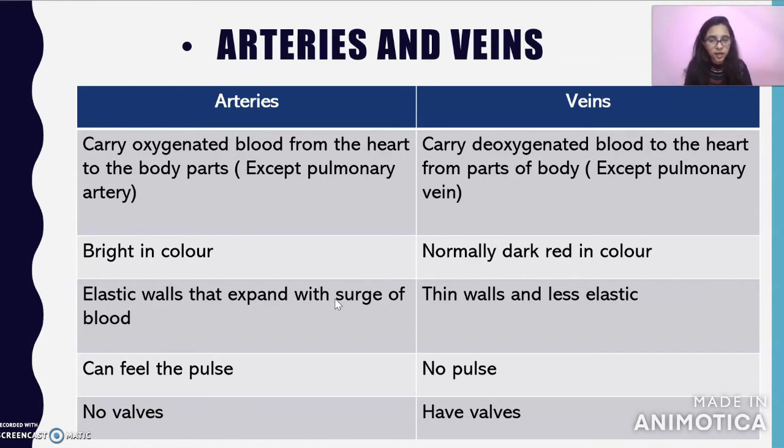Now, arteries are bright in color. They have elastic walls that expand with the surge of blood, you can feel the pulse, and no valves are present in them. Here, walls means valves, or doors. Veins are normally dark red in color, with thin walls, no pulse, and they have valves in them. So remember the difference between arteries and veins.